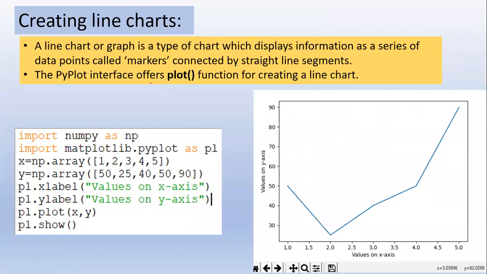Now creating line charts. How can we create line charts? Let us see. A line chart or graph is a type of chart which displays information as a series of data points called markers connected by straight line segments.